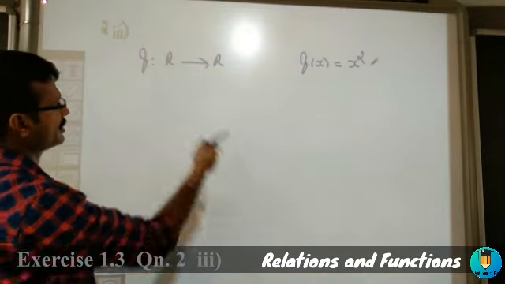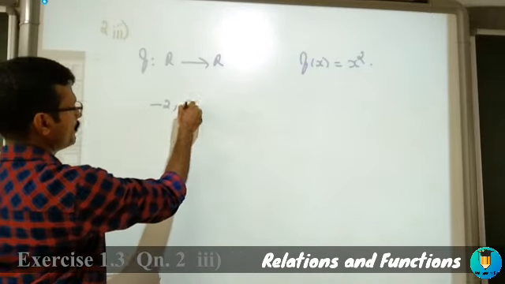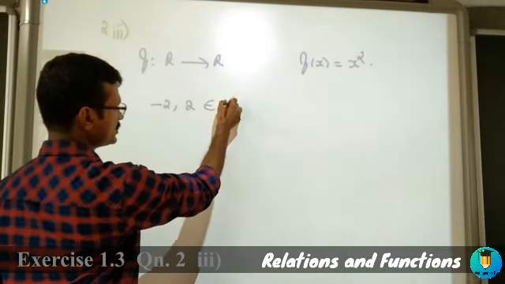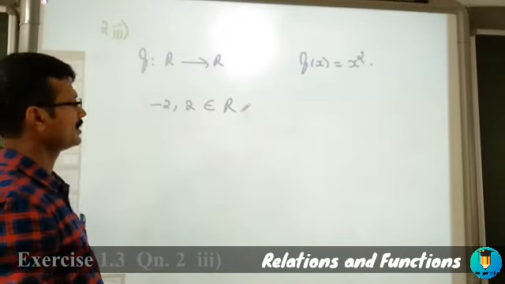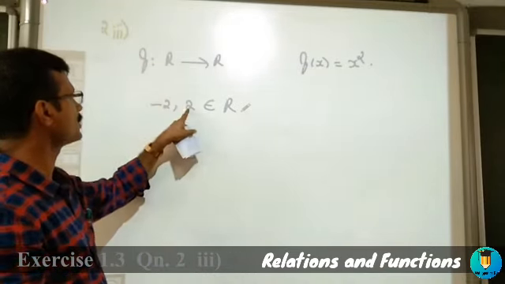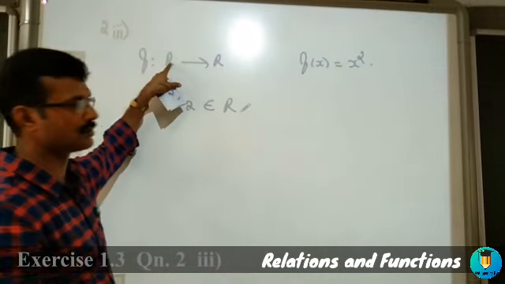Since x square is there, let it be two real numbers like -2 and +2. We know these two are real numbers. I have taken them from its domain. These two, -2 and +2, I have taken, are real numbers. We know they are taken from its domain.